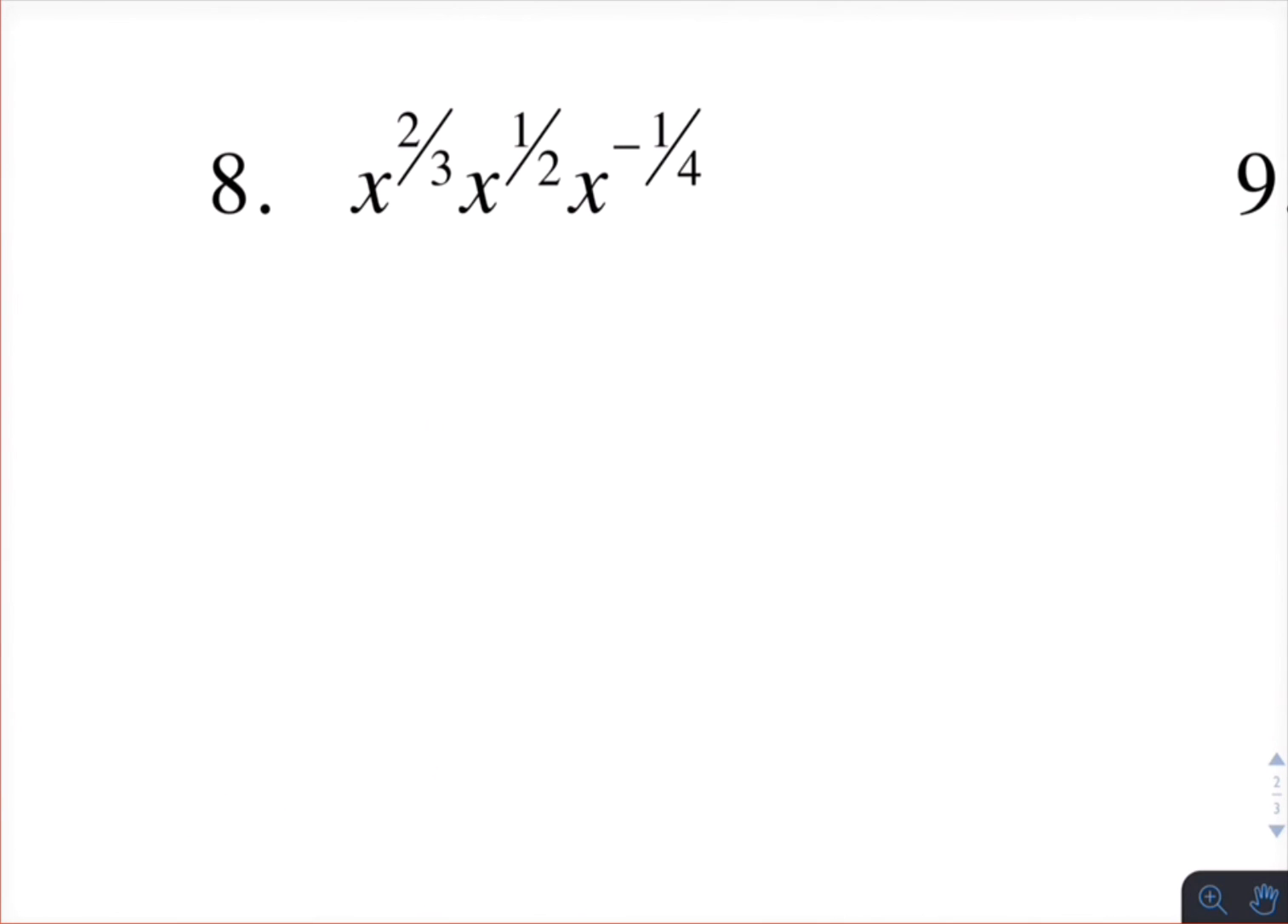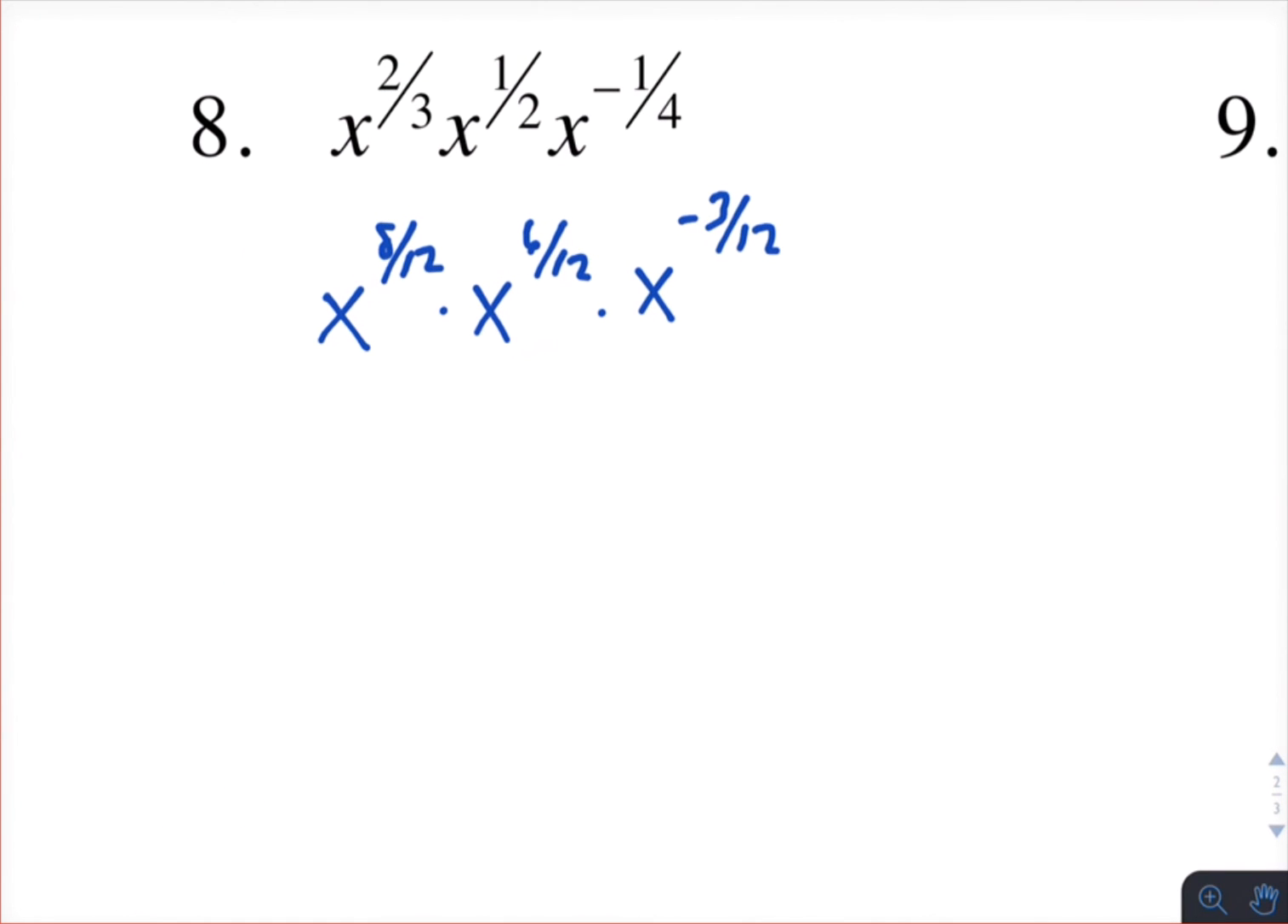Here we just need a common denominator, and that common denominator is 12. So it's x to the 8/12 times x to the 6/12 times x to the negative 3/12. So when we combine all those, 8 plus 6 is 14 minus 3, that's 11. So that's x to the 11/12.